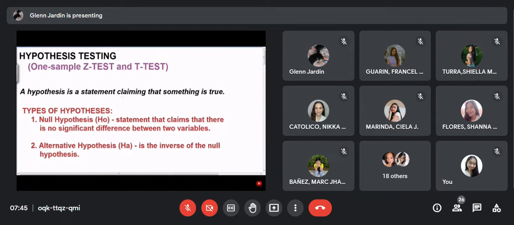And then our second hypothesis, which is the alternative hypothesis, is the inverse of the null hypothesis. This alternative hypothesis says that the two things have a difference, or there is a significant difference between two variables.